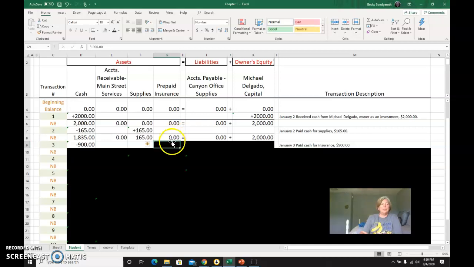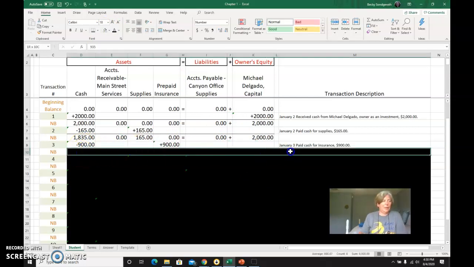I didn't have any coverage. Now I have $900 of coverage. Prepaid insurance is an asset. Did anything happen to liabilities? Nope, not on account. Did anything happen with Michael Delgado? Did he do anything with the business? No, he did not. So there are my two accounts that are affected.